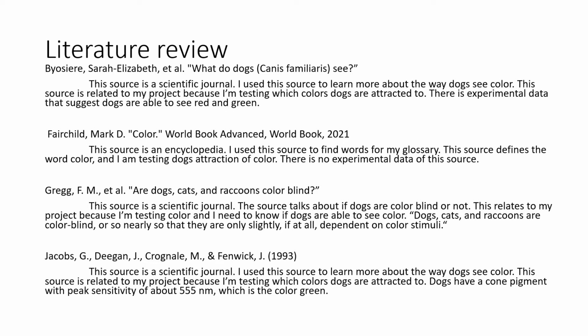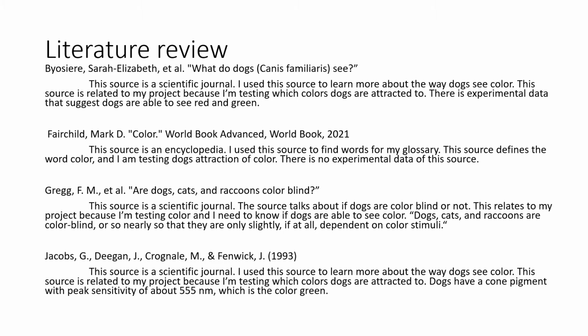There is experimental data that suggests dogs are able to see red and green. This source is an encyclopedia. I use this source to find words for my glossary. This source defines the word color, and I'm testing dogs' attraction to color. There is no experimental data for this source.